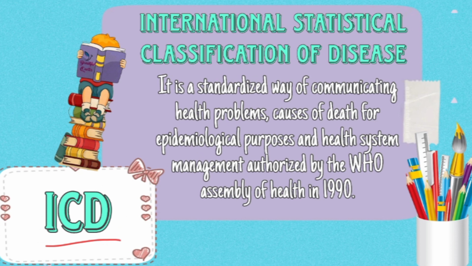ICD, the International Statistical Classification of Disease, is done by WHO, the World Health Organization. The World Health Organization has classified diseases section-wise, chapter-wise, to reduce the burden for health workers. For example, chapter 6 is dedicated to neurological problems, chapter 7 to eye problems, chapter 8 to the ears, and so on. Each chapter is related to a system.